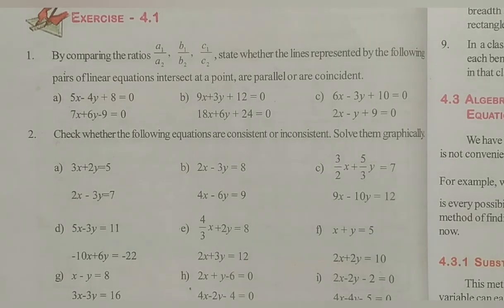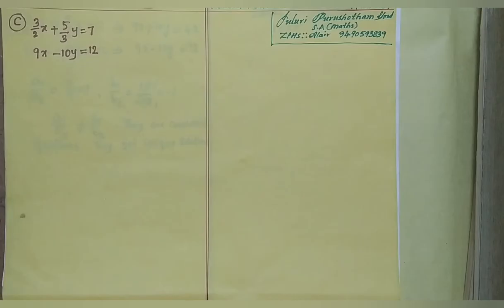This system of pair of linear equations, we have to solve for the values of the variables. How to solve? We have some methods. One is the graphical method, another is the substitution method, and the next one is the elimination method. Among these three, today we are going to discuss the graphical method. I am taking this as question C.